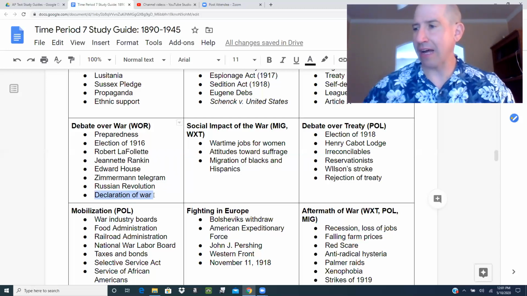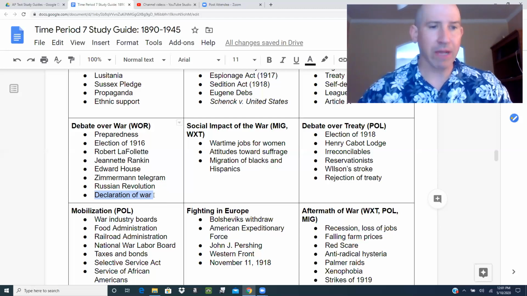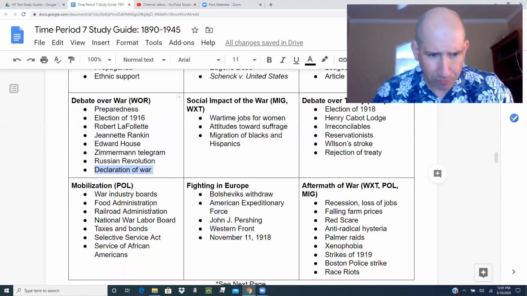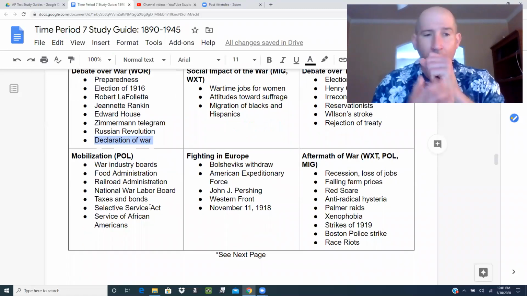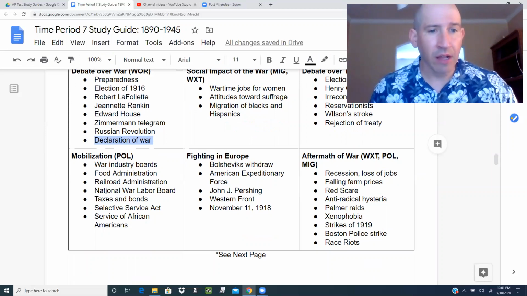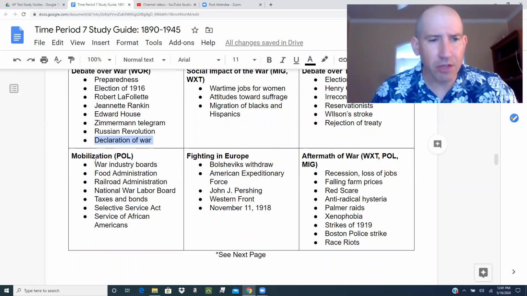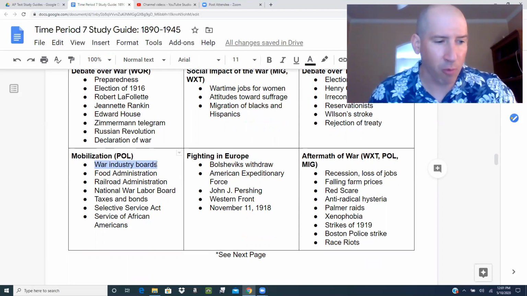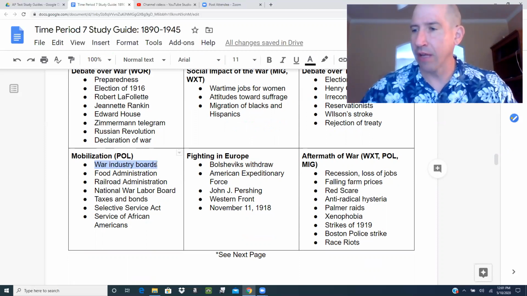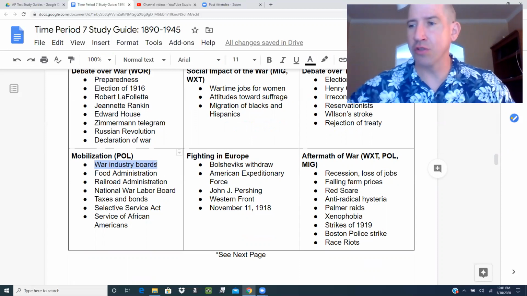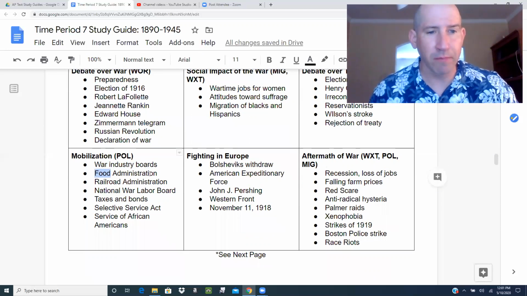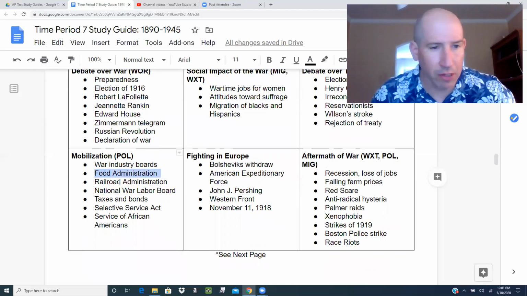And as we talked about in class, the rhetoric over and over again was about making the world safe for democracy. We were fighting for a peace without victory. The mobilization is done with progressive-like efficiency. You have the war industry boards under Bernard Baruch, a big-time Wall Street banker who's able to use all of his insider knowledge to efficiently coordinate this production. Herbert Hoover leads the Food Administration. Somebody really famous led the Railroad Administration.